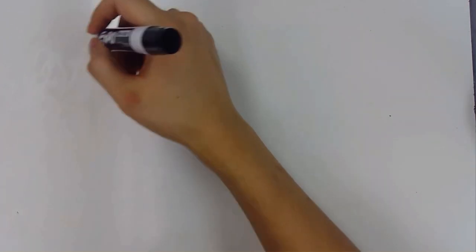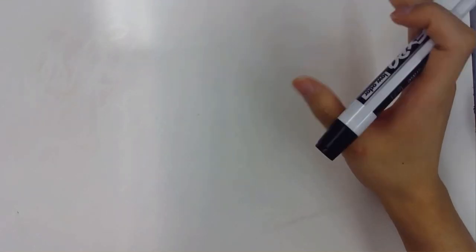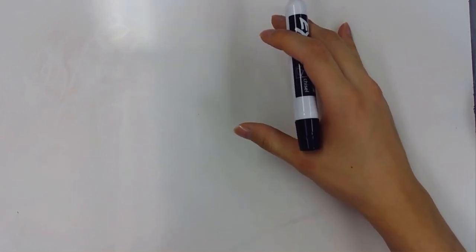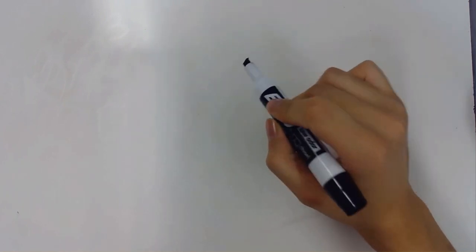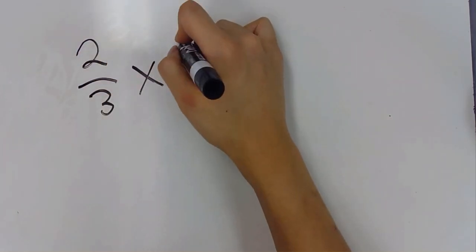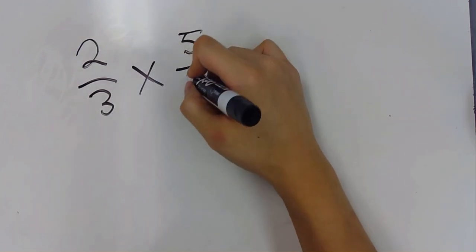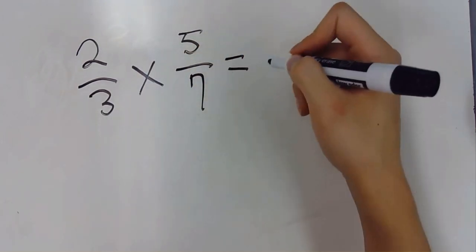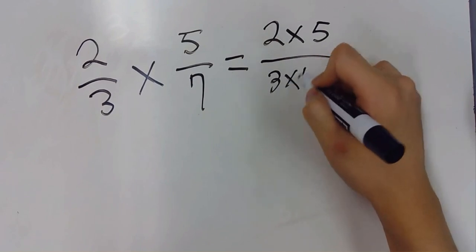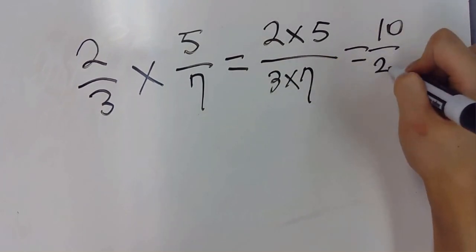So now, what if the base was a fraction? Before we do exponents of a fraction, let's review multiplying fractions first. When we multiply fractions, we multiply the number on the top by the number on the top, and the bottom number with the bottom number. So for example, if I have 2 over 3 times 5 over 7, then I know that I have to do 2 times 5 and put it over 3 times 7, which will then become 10 over 21.